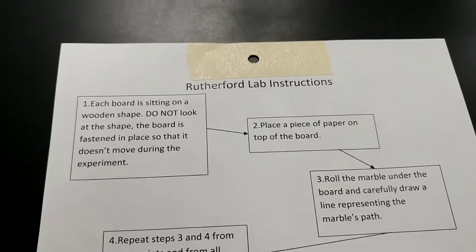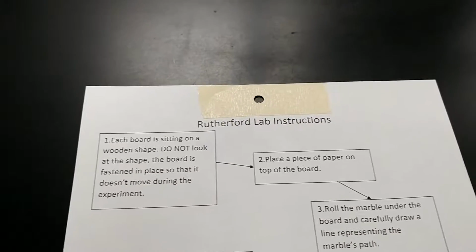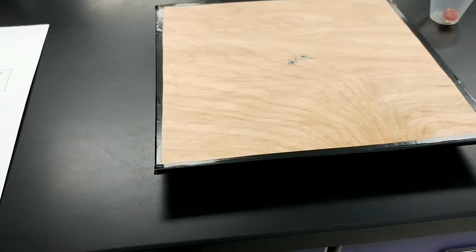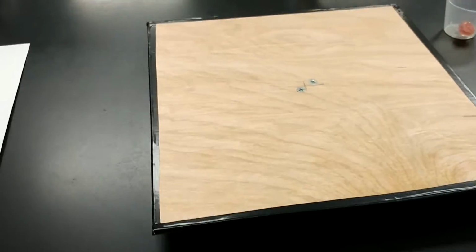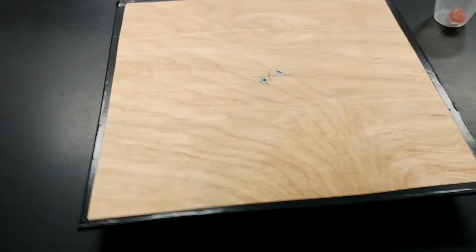So what you're going to do is, if you take a look at the first step, it says each board is sitting on a wooden shape. Do not look at the shape. The board's fastened in place so that it doesn't move during the experiment. So your board is resting on top of a wooden shape, and what that does is it creates a gap between the board and the table.